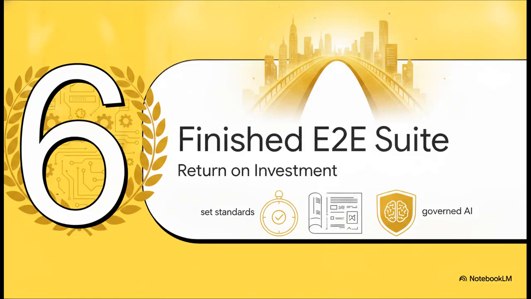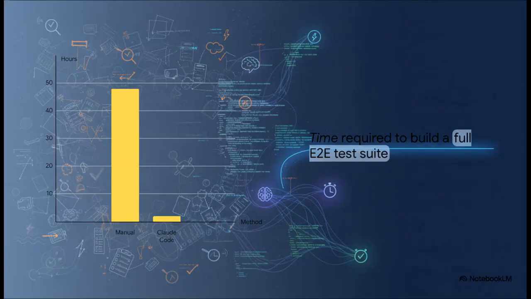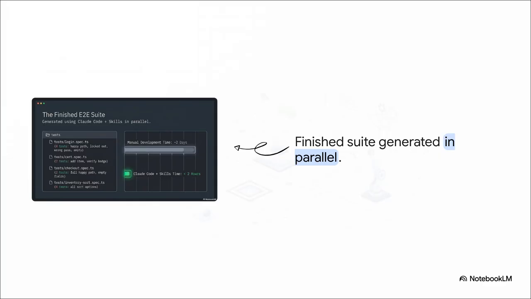And finally, Section 6, the finished E2E suite, and the real return on investment. This is where the massive payoff happens. We are looking at shrinking roughly 2 full days of incredibly tedious manual development, writing specs, digging for selectors, setting up configs, into less than 2 hours using Claude Code and our defined skills. 2 days down to 2 hours. That ROI is just absolutely insane. And the best part? We didn't sacrifice an ounce of quality for that speed.